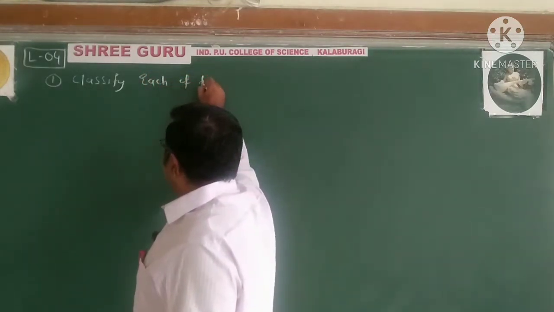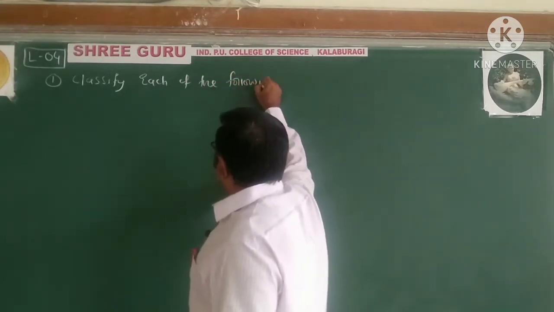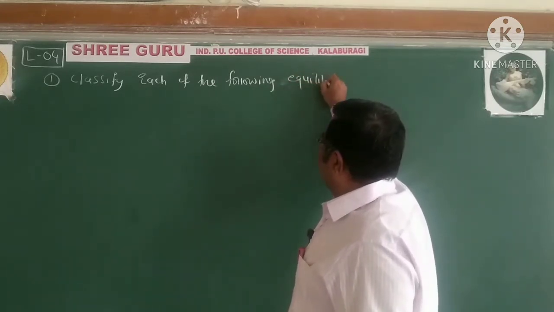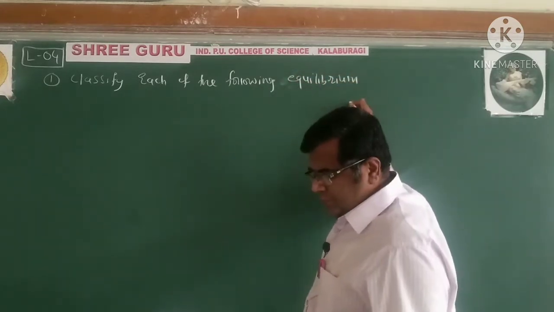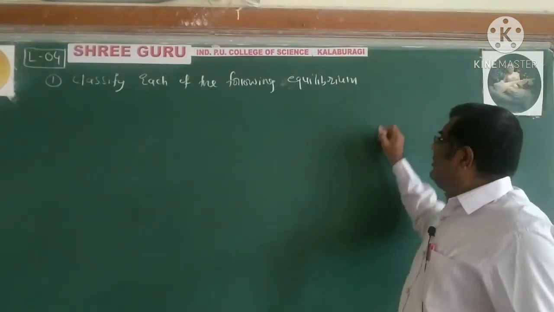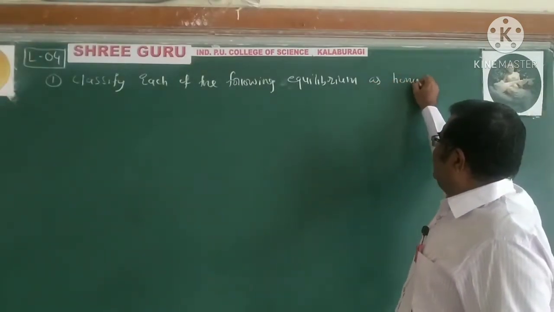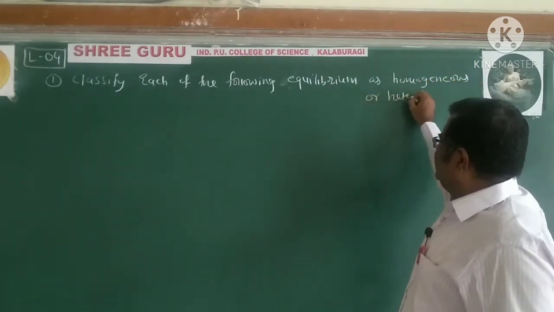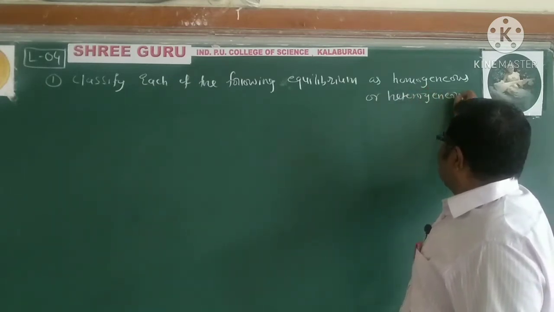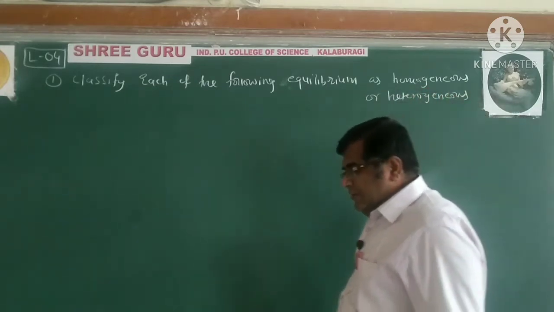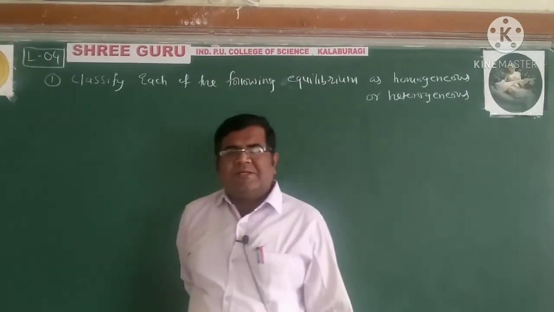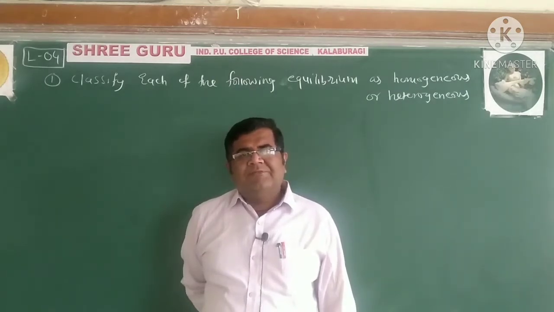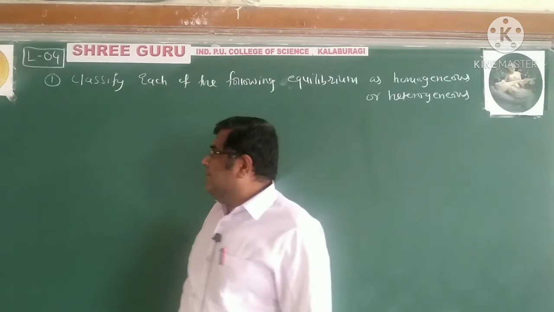Classify each of the following equilibrium as homogeneous or heterogeneous. We know how to identify this. If all the reagents, that's reactants and products, are in same phase, we call it as homogeneous. And if they are in different phases, we call it as heterogeneous.